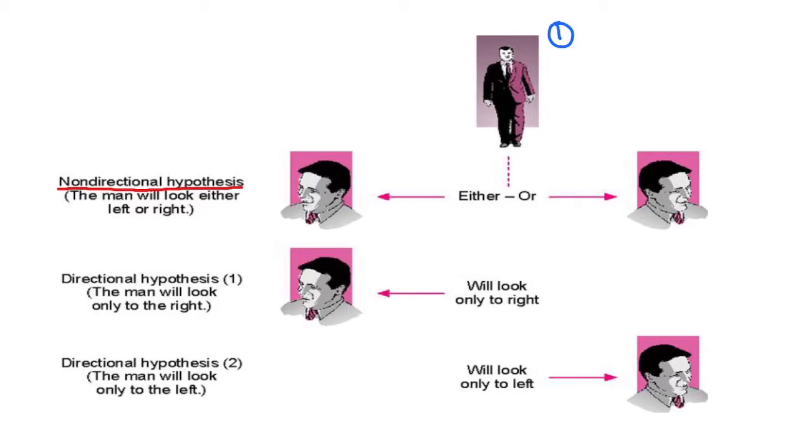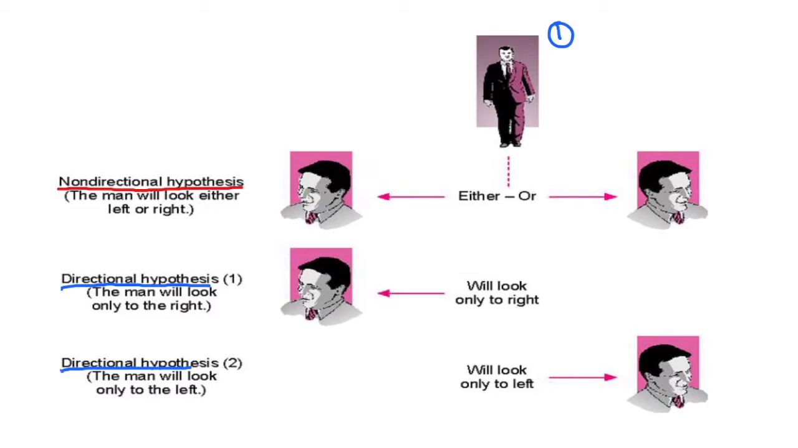We could say that as the gentleman comes into the door, he will only look to the right. And if we say that he's only going to look to the right, we've now made a directional hypothesis. Again, we've just simply stated with certainty what we believe will happen. In much the same way, as this gentleman comes through the door, we could say that he's only going to look to the left, and that also would be a directional hypothesis.